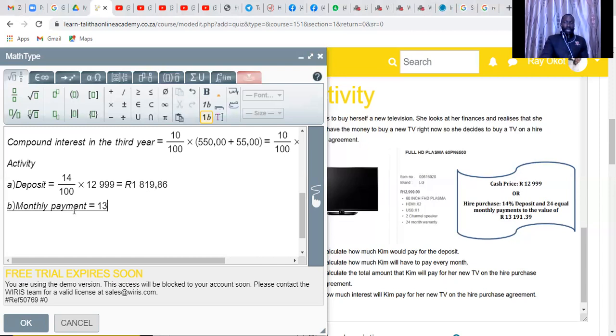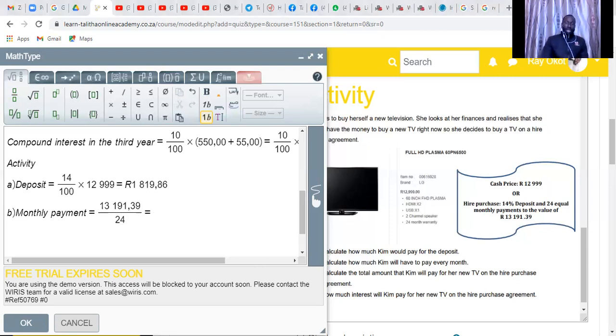Is going to be this amount of money, which is 13,191 point what? Amount of money which is supposed to be paid over a period of what? Of 24 months. So when we divide this total amount of money by 24, we will be able to get the monthly amount of money that Kim will pay for the TV.